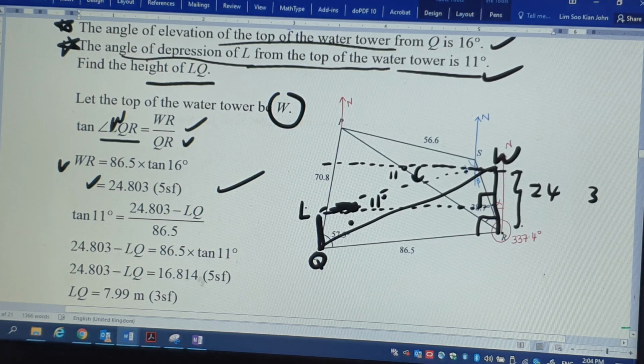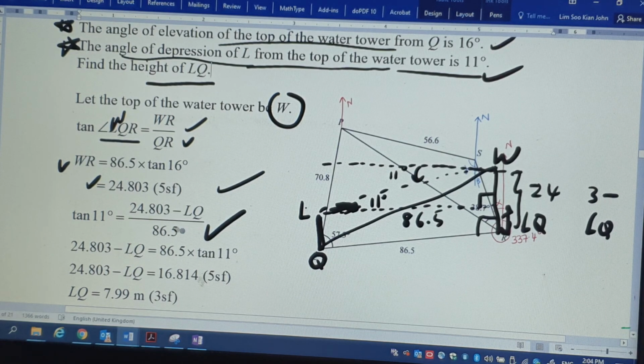This triangle here, same, no? This part here is still 86 point. The horizontal distance, right? Although it's in the air, it's still the same. Okay, this over this, but this is 24.803 minus your LQ. Do you remember this is LQ? This length here is LQ. So you minus LQ. That is how we get this fella. After you have done this, you cross multiply, then you can get the answer already. So that's how you do the question.